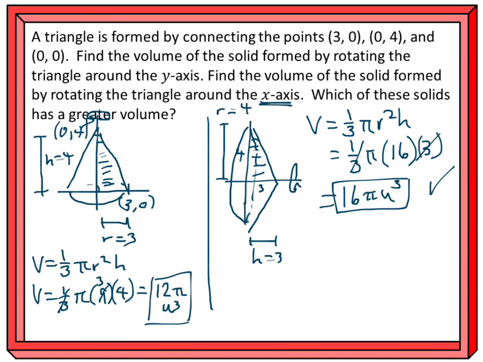And you can also see the reason why it has a greater volume is because its radius, whenever we squared it, was a bigger number. The radius on the one for the x-axis was 4, whereas the one going around the y-axis was just 3. So when we squared that number, it got bigger. The end.